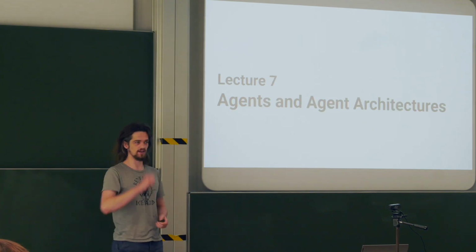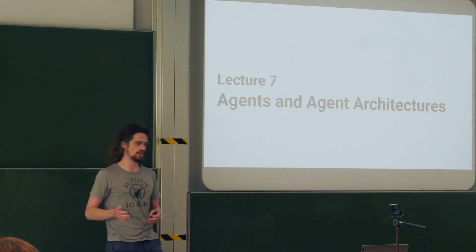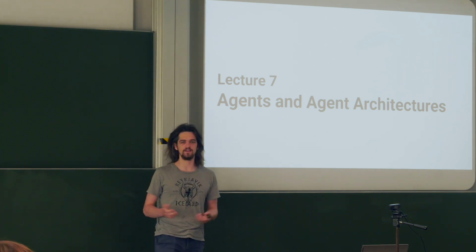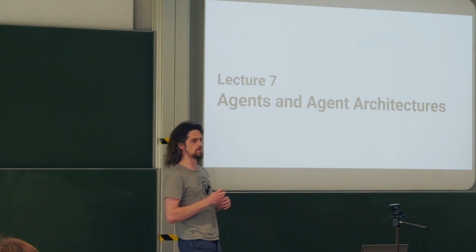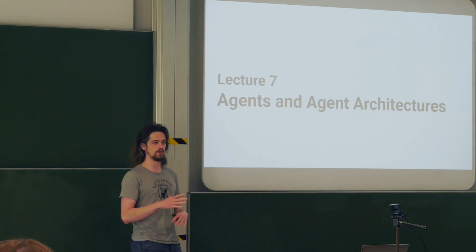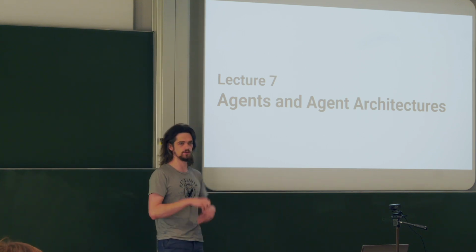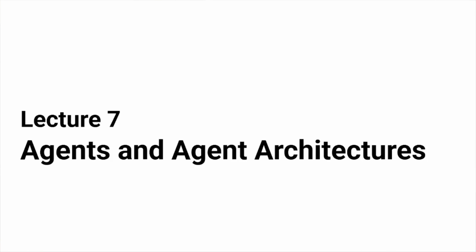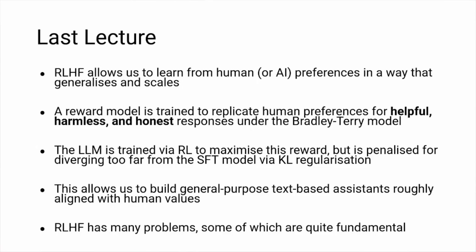We're in the 7th lecture now, and so we're going to start talking about agents and agent architectures. And I think this is kind of where the course really starts to get a bit more interesting. I think up until now it's been a lot of background: how do these things work, what are some of the maths? And now we're going to get maybe a bit more cutting edge, a bit more into meatier topics.